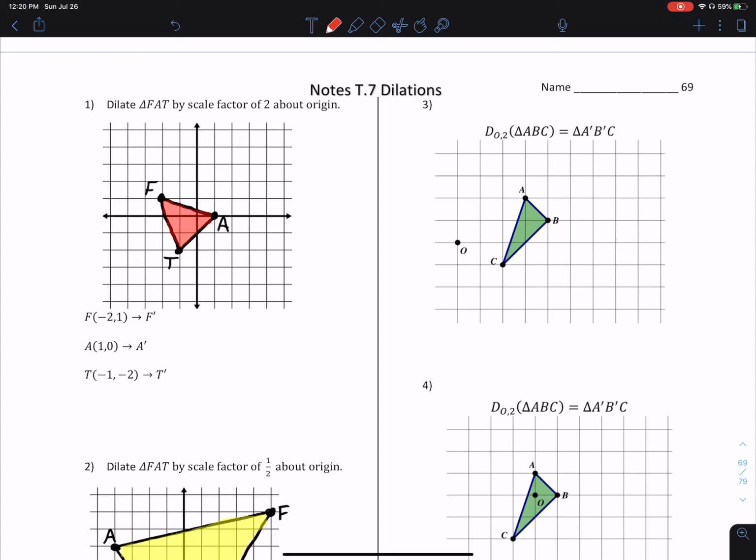Geometry Notes, Transformations, Section 7, Dilations. Up to this point, we've talked about translations in detail, reflections in detail, and rotations in detail. What do all three of those have in common?